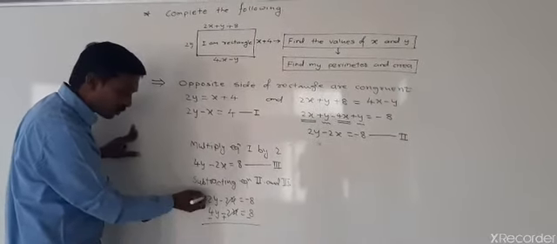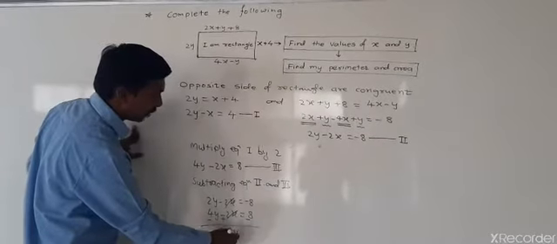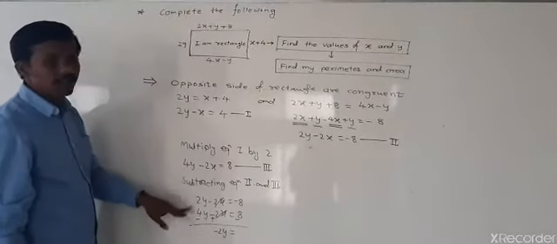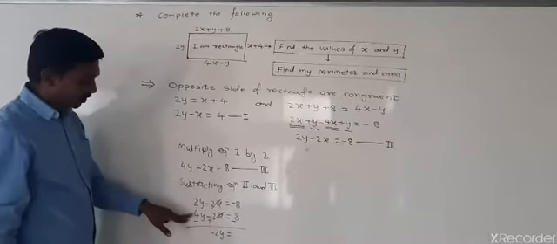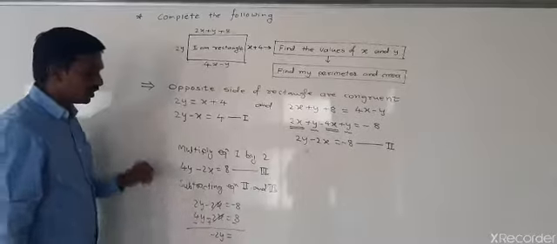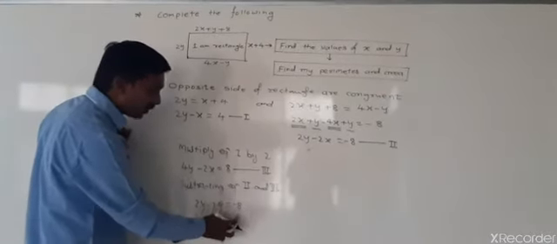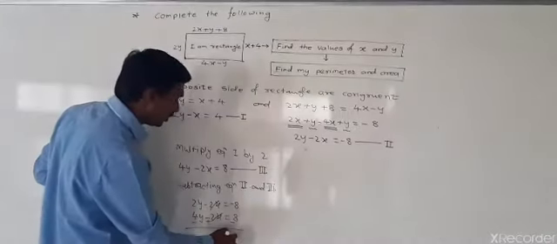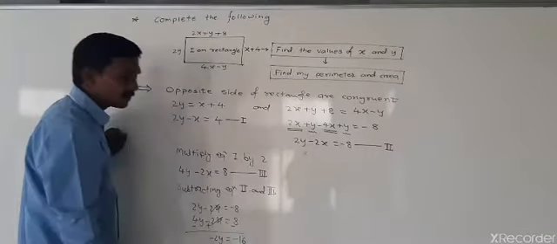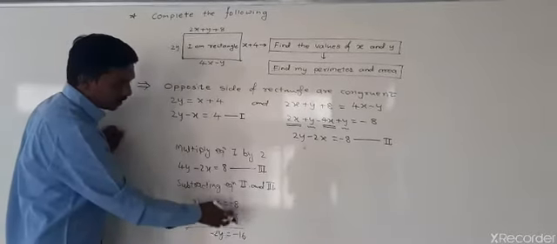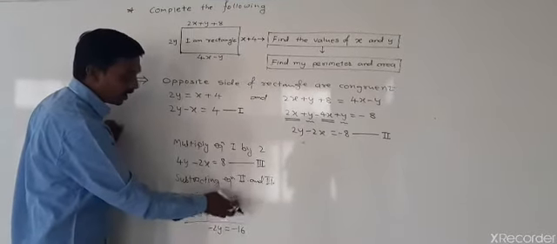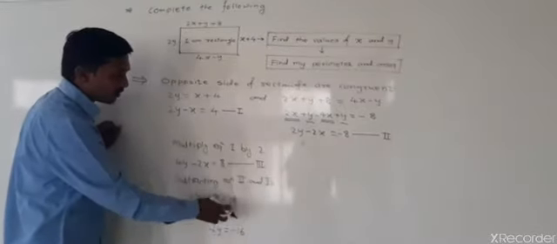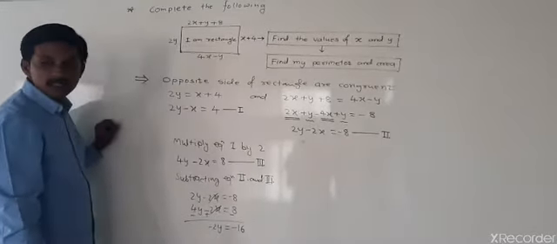Minus 4y plus 2y is equal to minus 2y. Both the numbers have different signs, so we take subtraction, and the bigger number is negative, so the answer is negative. Now here we have minus 8 and minus 8. Both have the same sign, so we take addition, and it will become minus 16. 8 plus 8 is 16, and both are negative, so the answer is negative.